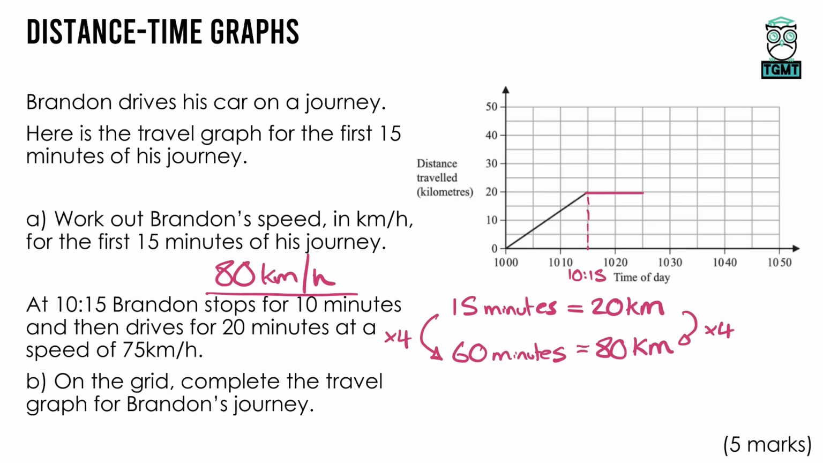And then he drives for 20 minutes at a speed of 75 kilometres per hour. Now, it doesn't say that he drives home. It says he continues driving. So our distance time graph is going to keep going upwards. Or in other words, it's going to keep going up to here somewhere. We just need to figure out exactly where it's going to go. So 20 minutes at a speed of 75 kilometres per hour.